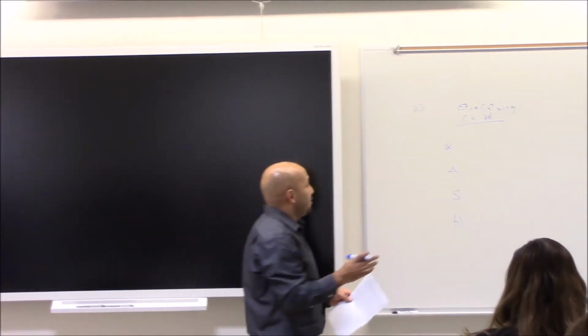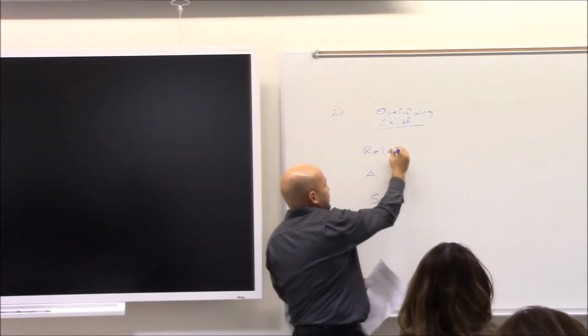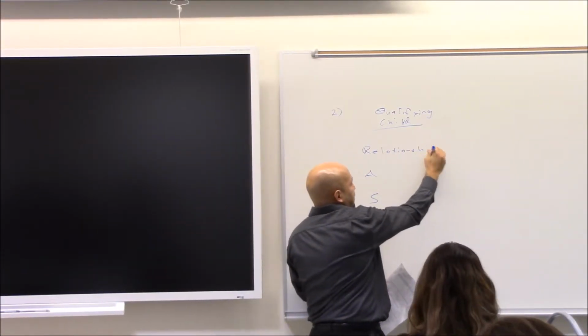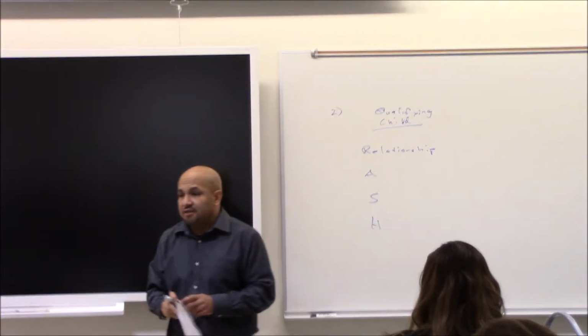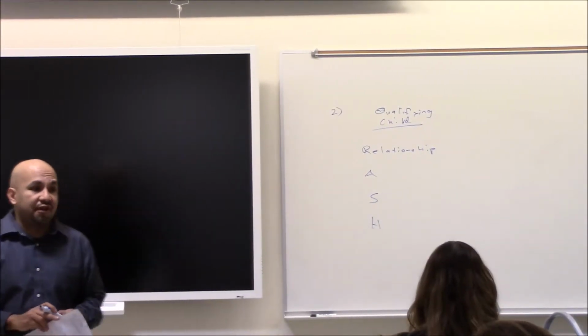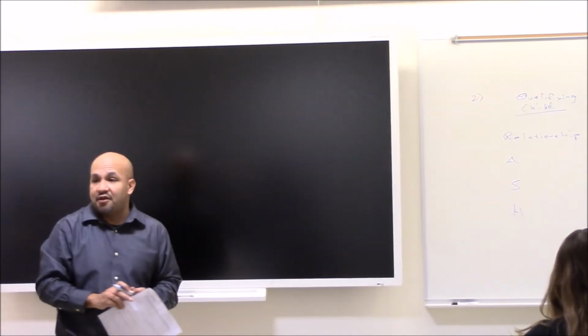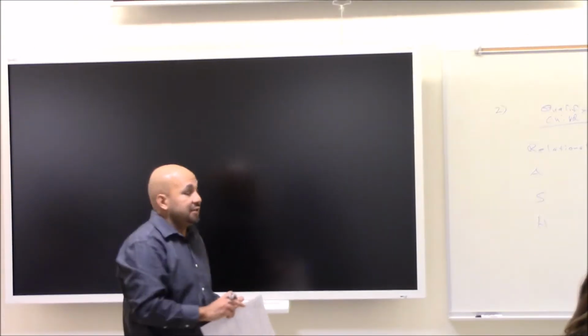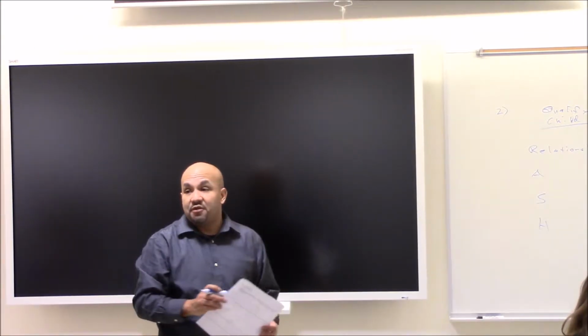What's the R for? Relationship. That person has to be related to you by blood. Cousins are not considered related to you. So we're talking about your son, your daughter, siblings even count as well. So they have to be related to you.